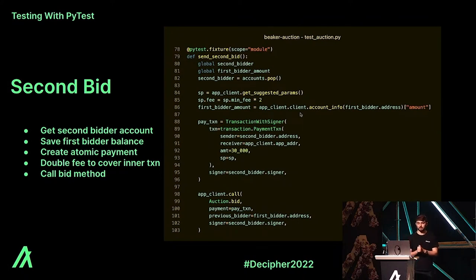And then we're also getting our first bidder amount. This is something we're going to be running an assertion on in our test later, so we want to save this before we execute this, because we want to make sure that the accounts are actually given the algo that they rightfully deserve. And then we make the bid transaction much like we did the first time: creating the payment transaction using the SDK, and then calling the bid function, passing in that payment transaction and the previous bidder.